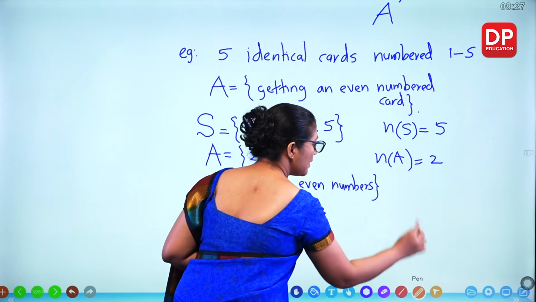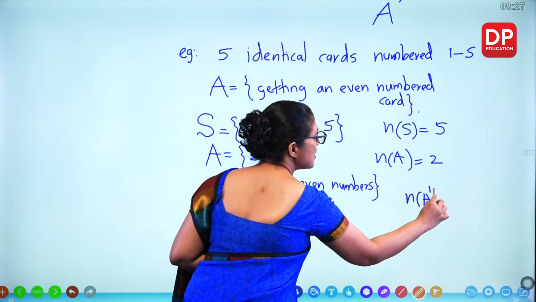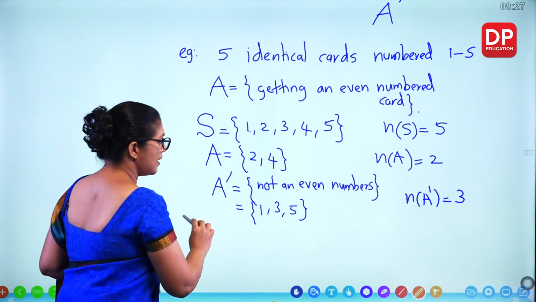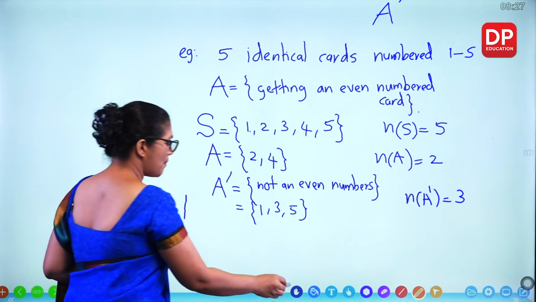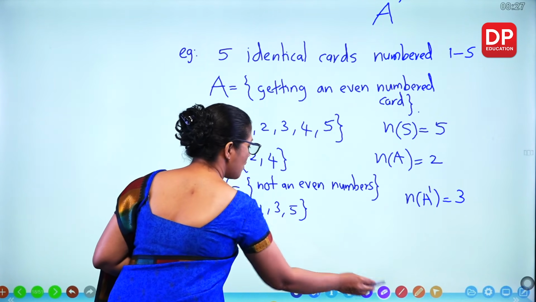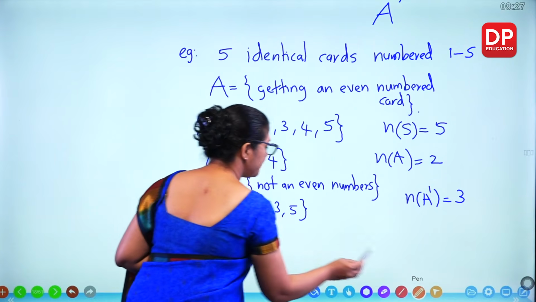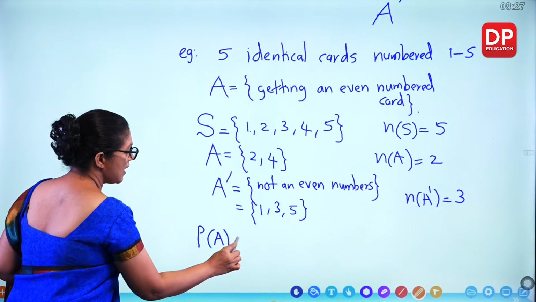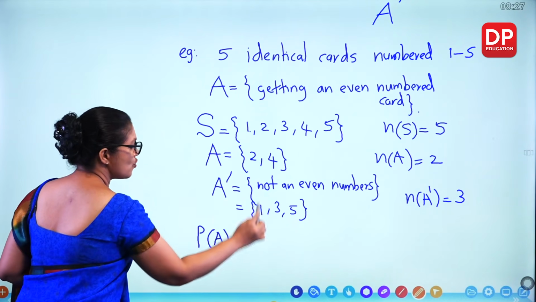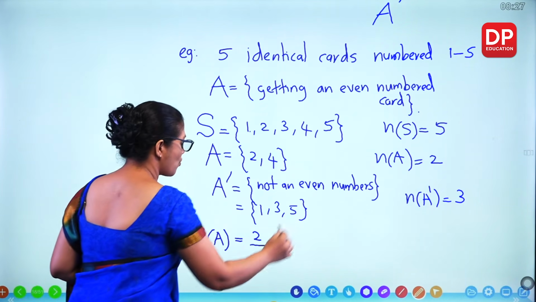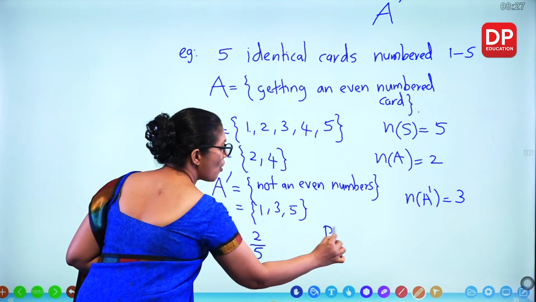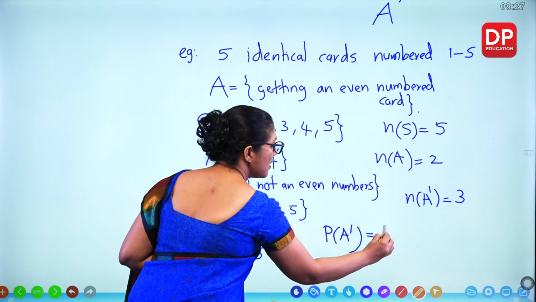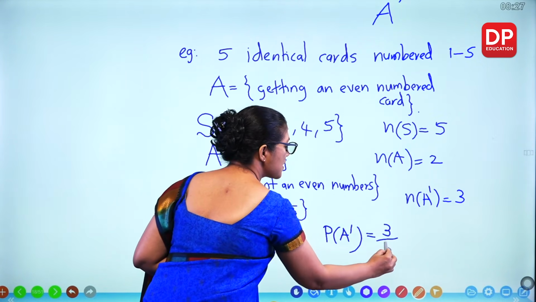Now what is N(A dash)? You get N(A dash) is 3. Now we'll find out the probability of that. Probability of A is 2 possible outcomes out of 5. And what is probability of A dash? 3 outcomes out of 5 outcomes.